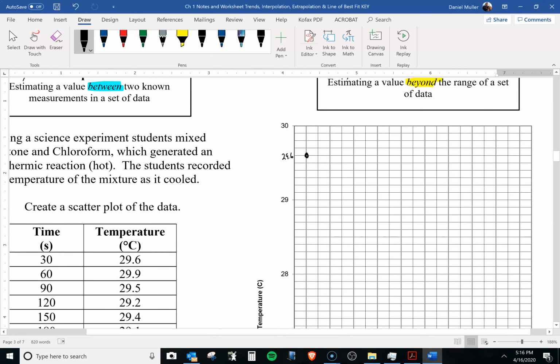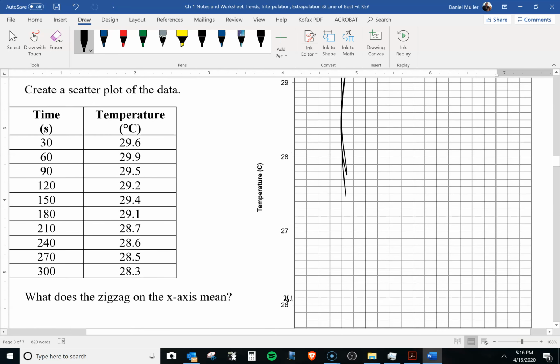So at 60, you go to 29.9. So this line, 29.9, you go 29 right there, just before 30. And then at 90, you're at 29.5. So at 90 seconds, you're on this line, and you got to go up to 29.5. So that's halfway in between. And then at 120 seconds, so that's this line, I'm pretty sure.